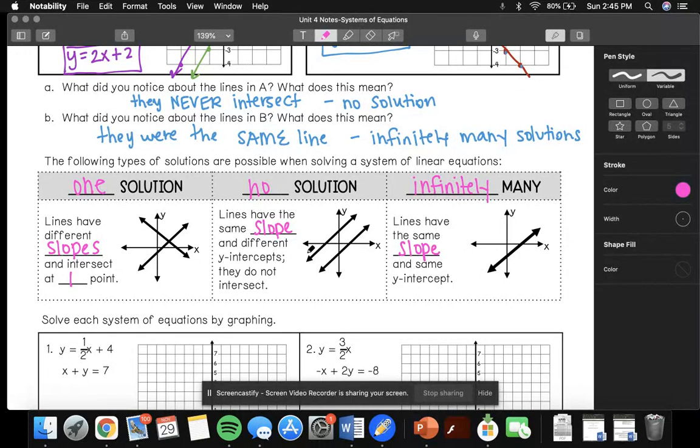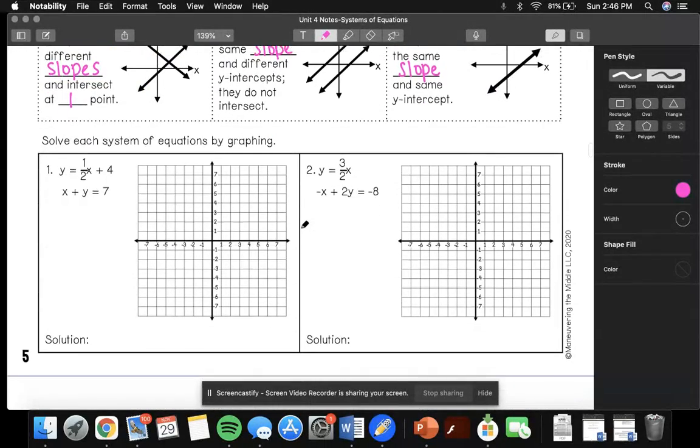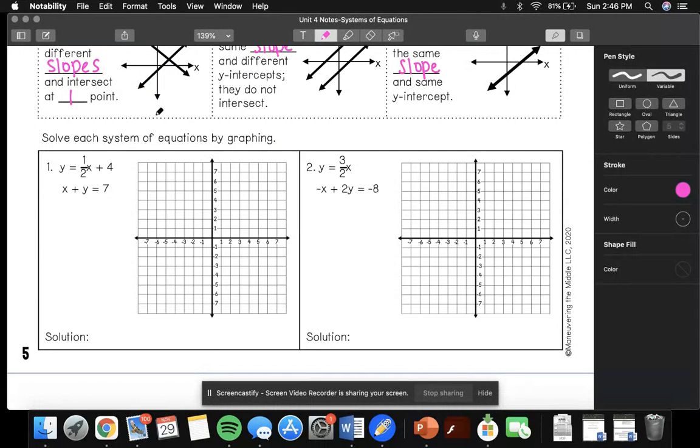Okay, so we're just going to continue making sure we feel comfortable with solving by graphing. Sometimes we might have a situation where we would have one solution, no solution, or infinitely many solutions.